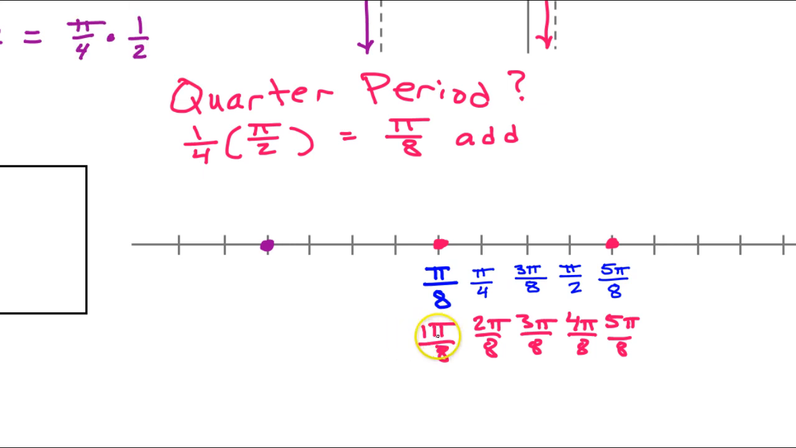So if this is 1 pi over 8, so going to the left, I'm going to be subtracting pi over 8 every time. So I'm going to be going down by 1. So if this is 1 pi over 8, this should be 0 pi over 8. And then this should be negative 1 pi over 8. And then this should be negative 2 pi over 8. And then this should be negative 3 pi over 8. And again, I put the numbers down here so I would have room to reduce and such.